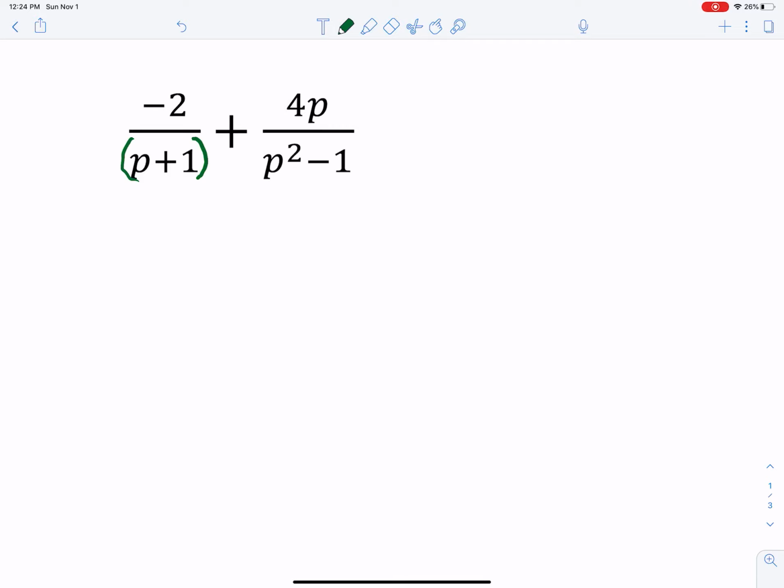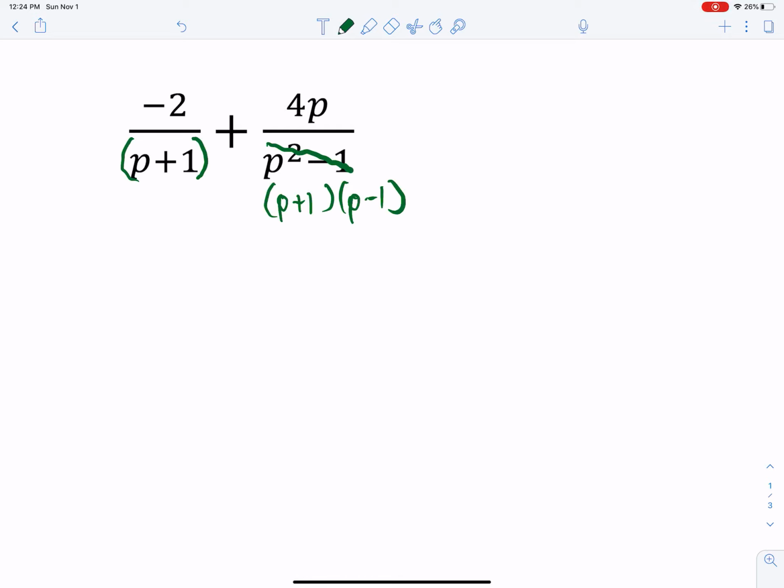But when we look at the next one, 4p over p squared minus 1, you can factor the bottom of the second one. That's a difference of squares. And we would have p plus 1 times p minus 1.